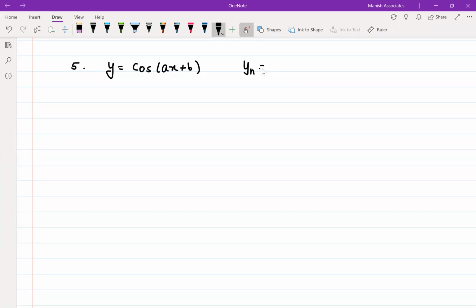Your nth order derivative should be equal to a raised to n cos of n times pi by 2 plus ax plus b. Clear? This should be your answer. Start please.